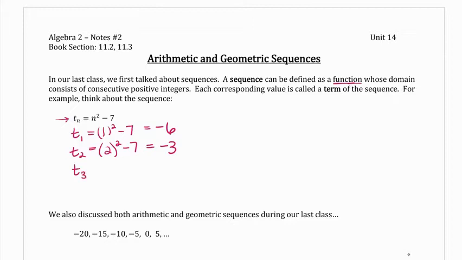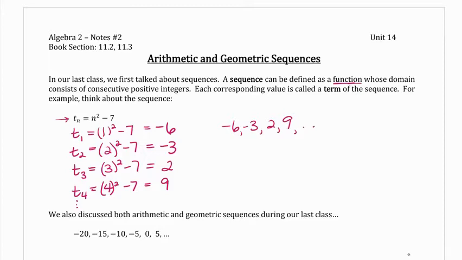And so on. We could find our third term. 3 squared minus 7 will give us 9. And the fourth term, 4 squared minus 7. Oops, sorry, I did that math wrong. 9 minus 7 is 2. And then 16 minus 7 will give us 9. And we could keep going, right? As long as we input the number of the term, we will actually get the output of what the term in that sequence is. And then we can start listing our terms of our sequence and so on if it kept going that way, right?